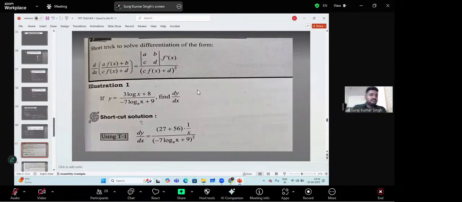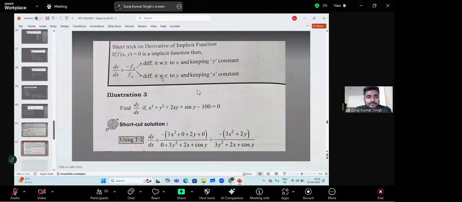If we do it by the quotient rule, we can find it, but it will take a little bit of time, and simplification will also take time. Yes, definitely we can use the quotient rule: minus 7 log x plus 9 into open bracket 3 into 1 by x, minus 3 log x plus 8 into open bracket minus 7 into 1 by x, over minus 7 log x plus 9 whole square. So this is going to be a little bit longer method, but I suggest doing it by using this trick.